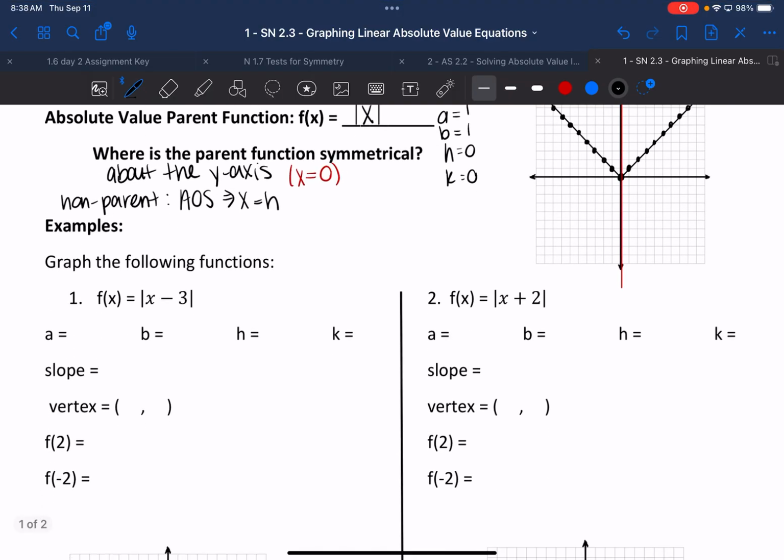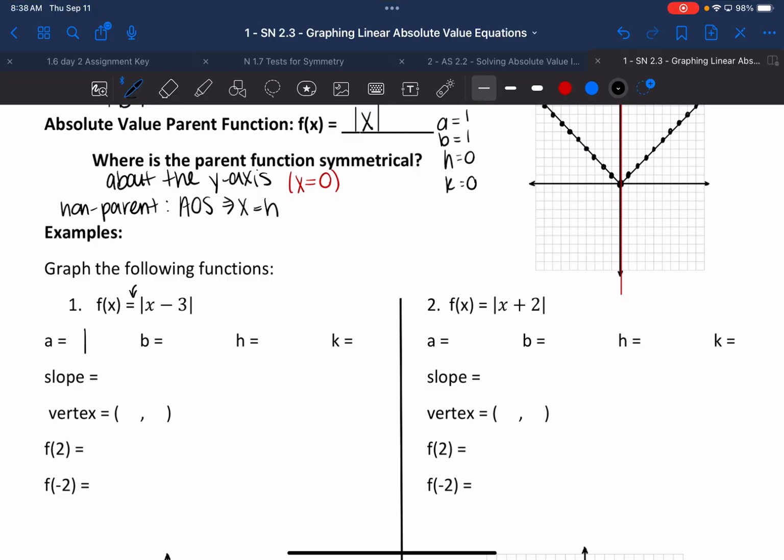So on example number 1, they give us the function f of x is equal to the absolute value of x minus 3. Well, the first thing they say we should probably do is identify a, b, h, and k. Okay, well, remember, a is usually found right here, right? Right in front. And there's nothing there, so what is it understood to be? Good. And b is normally found inside the absolute value in front of x, also not there, so it must be 1.